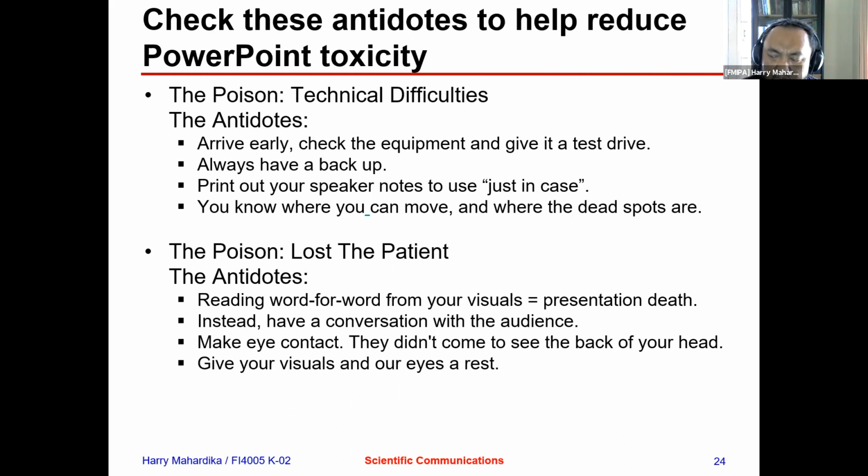It is also true for the connection when we have an online meeting. Make sure that your connection is always in good form. It is also true for me, as the teacher and organizer of the scientific communication presentation session later on. And then losing the audience. Reading word for word from your visuals is basically presentation death, especially during a scientific meeting.